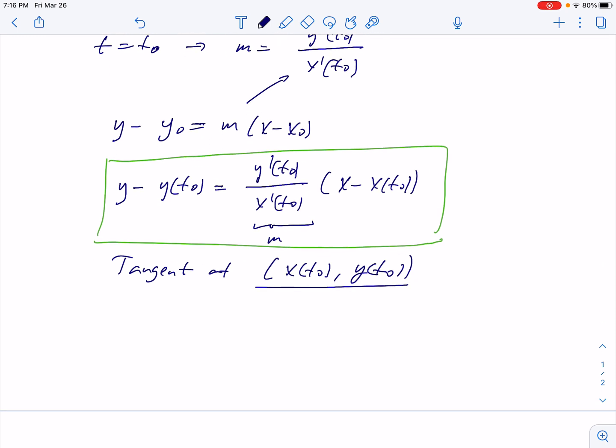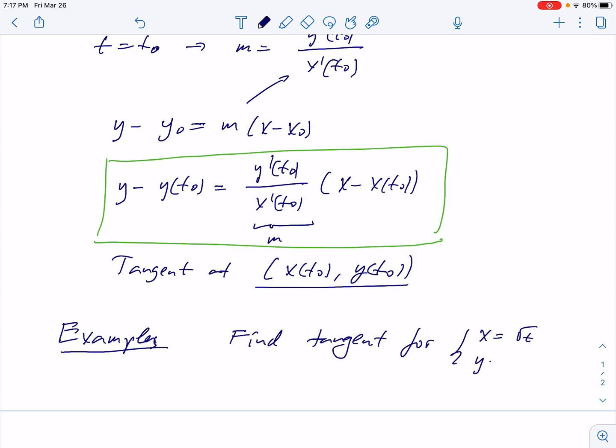Okay, now let's see some examples. Find the tangent line for the curve with parametric equations x equals root of t, y equals t squared minus 2t, at the point corresponding to the value of the parameter t0 equals 4.